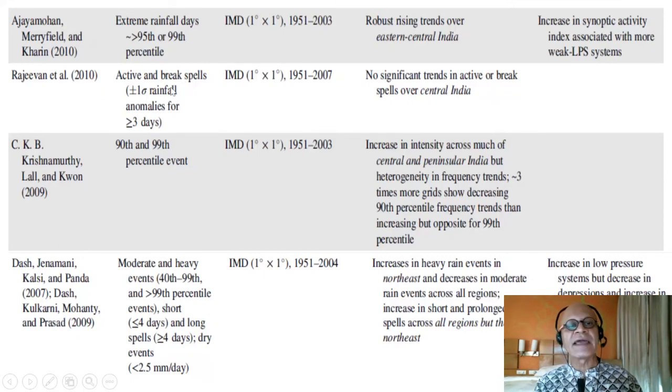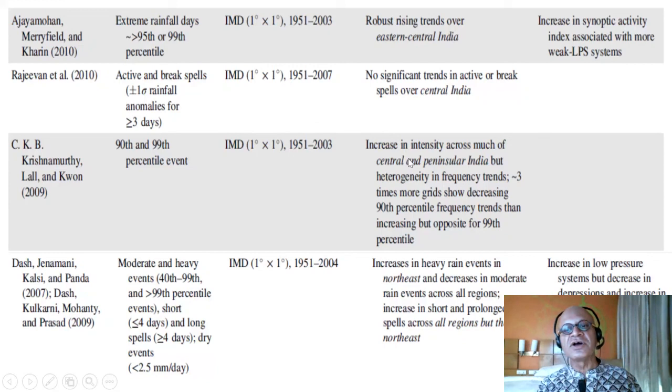Rajeevan et al. looked at active and break spells, but for a period of 1951 to 2007, and reported no significant trends in active or break spells over central India. So again, somewhat inconsistent maybe with the Singh et al. paper, which also looked at the core monsoon zone.